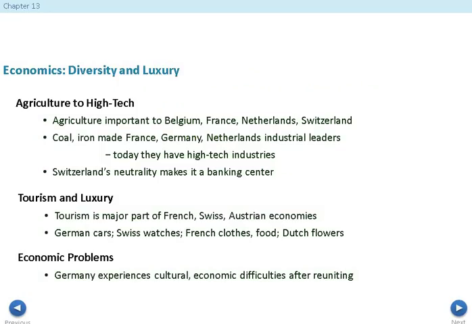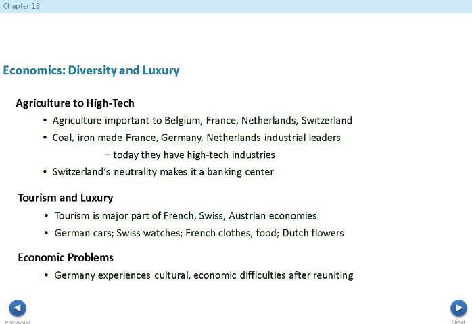Now, what have we seen in terms of agriculture to high tech? What we see is that agriculture is important in Belgium, France, the Netherlands, and Switzerland. However, coal and iron are going to be mined in France and Germany, while the Netherlands is going to be an industrial leader. Today they have high-tech centers. Switzerland's neutrality makes it a banking center. What we're talking about there, guys, is that Switzerland does not choose sides. They are going to stay neutral. And what that means is that people want to take their money to Switzerland because they know it's not going to be used against them, and it's not going to have crashes. So Switzerland is basically the banking center of the world.